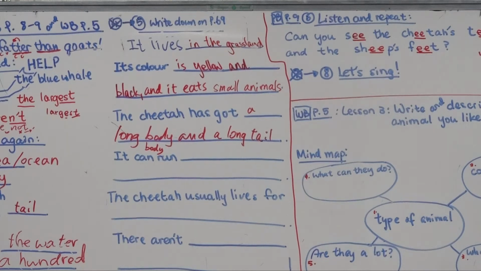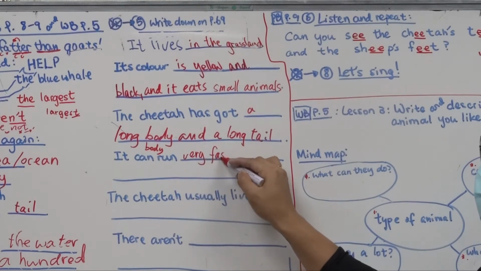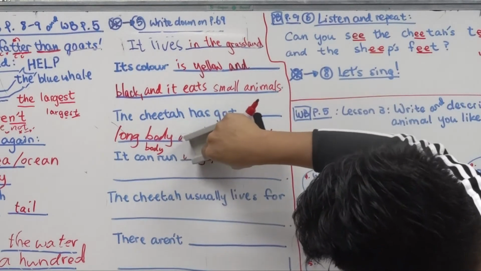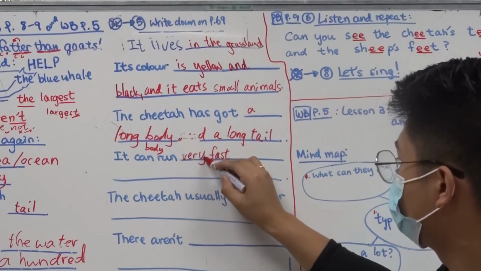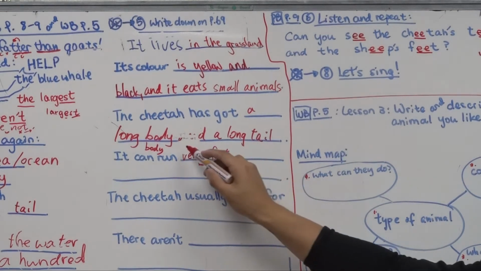Okay, next question. It can. What can it do? You can look for the answer in the box, right, with the word can, and then run very fast. So it can run very fast. This is a Y. Oopsie. I can't remove it like that. Okay. It can run very fast. Right, it can run very fast. Very good, right? So good thing to have.